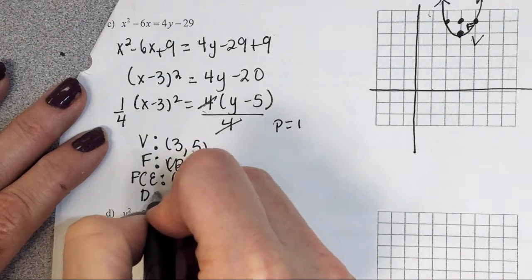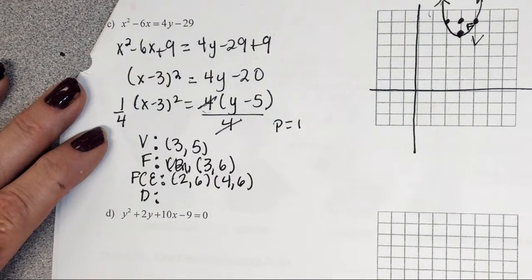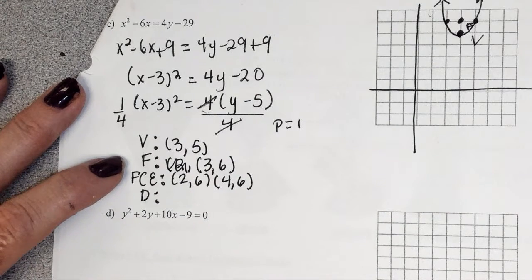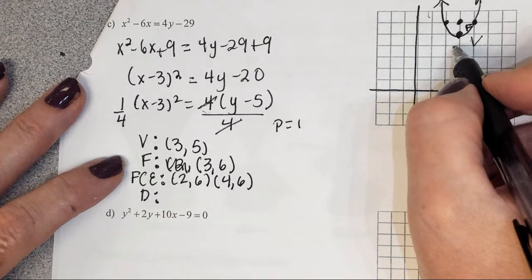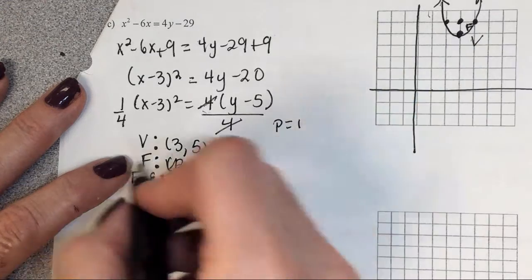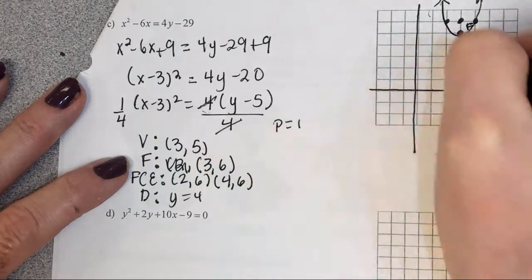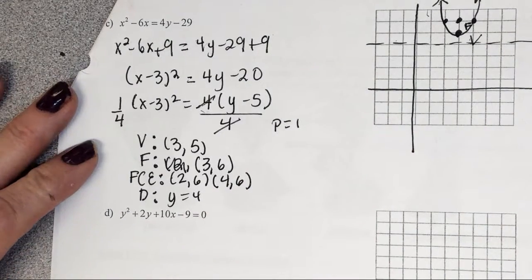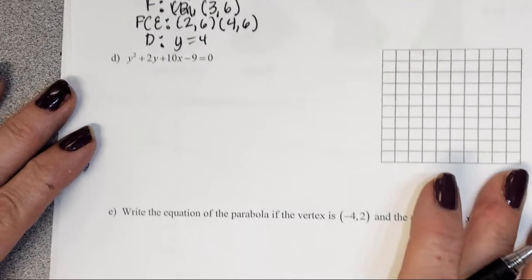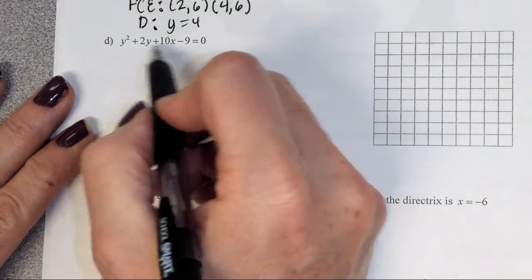And we'll just find the directrix. Where's the directrix going to be? Y equals 5. Nope. Y equals 4. Right here's going to be the directrix. Has to be p units outside. Okay? All right. Let's go ahead and complete the square on this one.